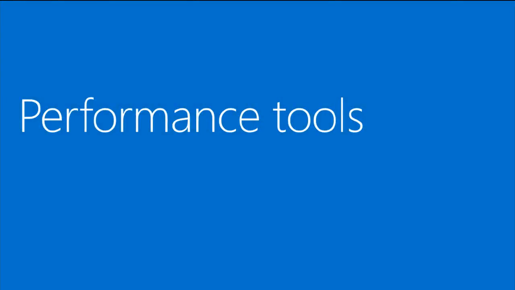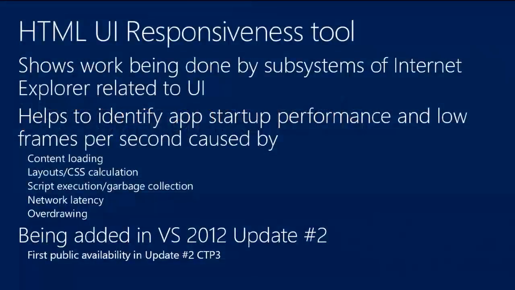So that was kind of the debugging side of things, and now I'm going to show you some of the performance tools and techniques that we can use for these Windows Store JavaScript-style applications. So the first tool I'll show you is called the HTML UI responsiveness tool. The HTML UI responsiveness tool allows you to look at how your application is using the UI.